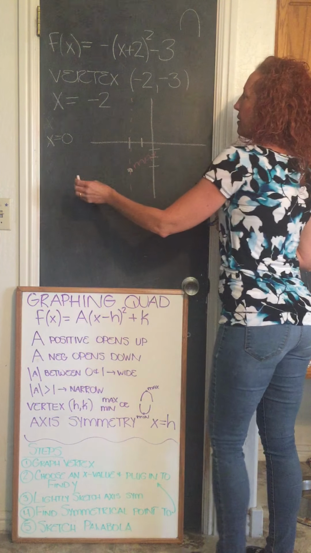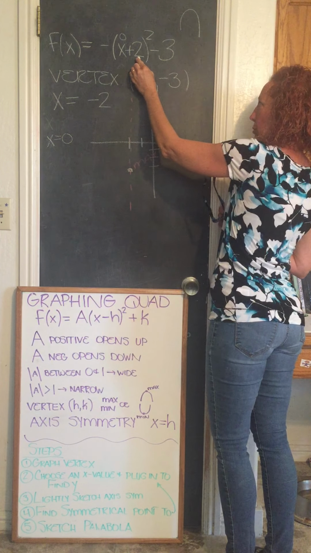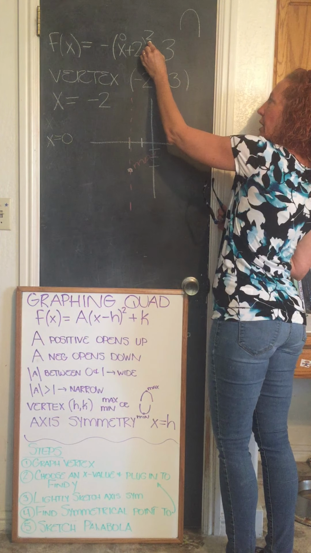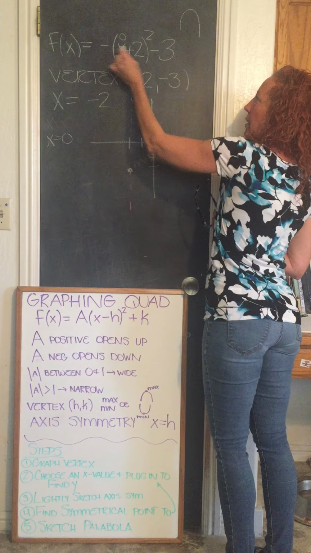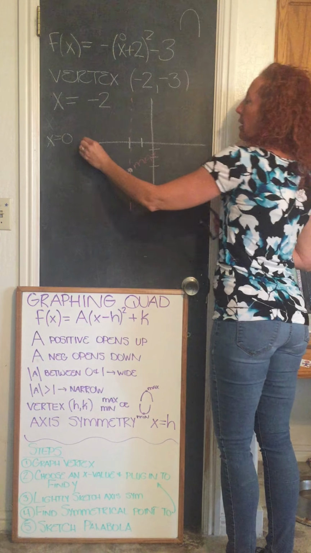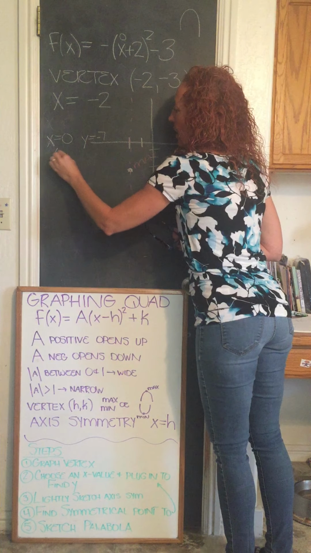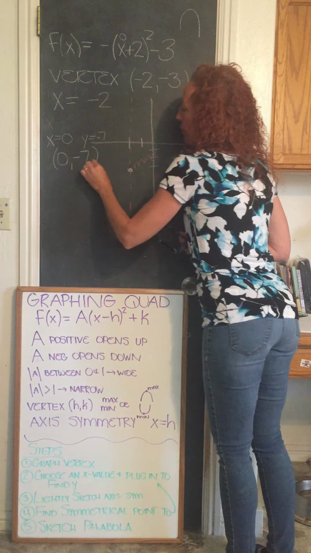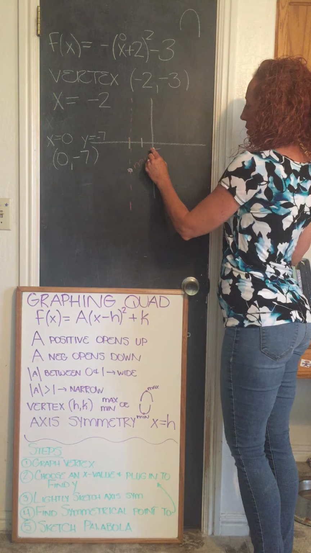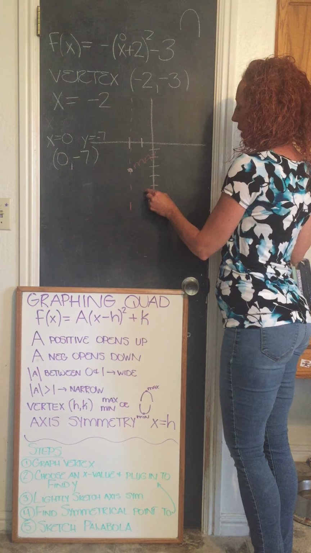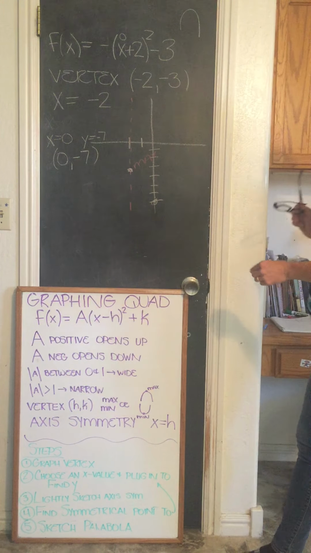If I choose x equals 0, 0 plus 2 is 2. Square it to get 4. Make it negative to make it -4. And subtract 3. And so then y would be -7. If you prefer, I'm not writing it in coordinate form, but that's what I'm doing. All right, so 0, -7. So down 1, 2, 3, 4, 5, 6, 7. So there's a point on my graph.